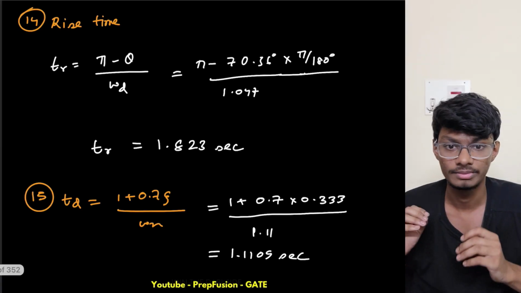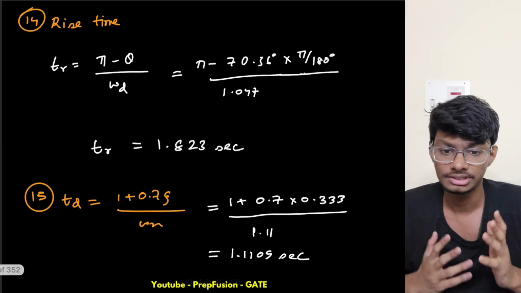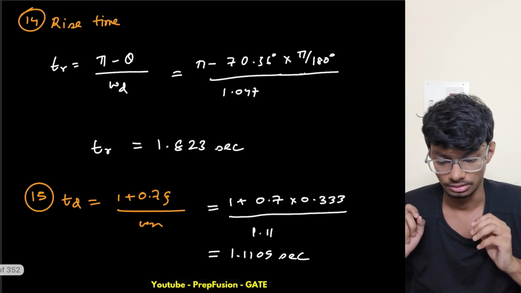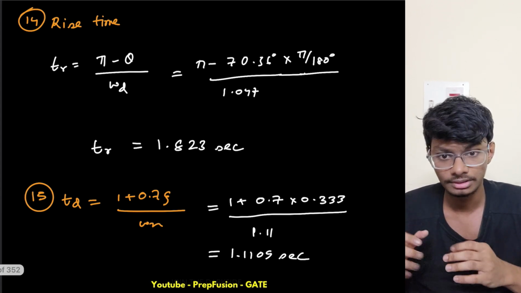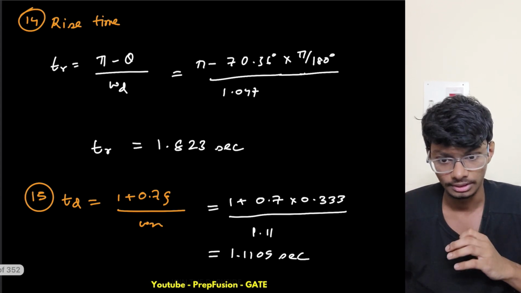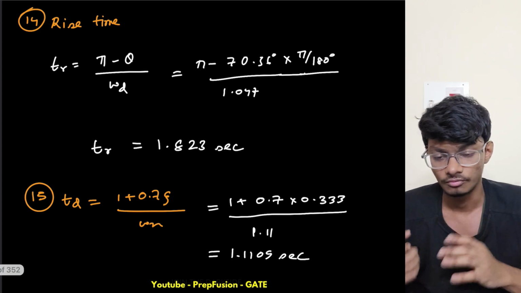So this will be basically it for this lecture, and in the next lecture we will be doing the parameter analysis of a second order underdamped system when the poles are varying.